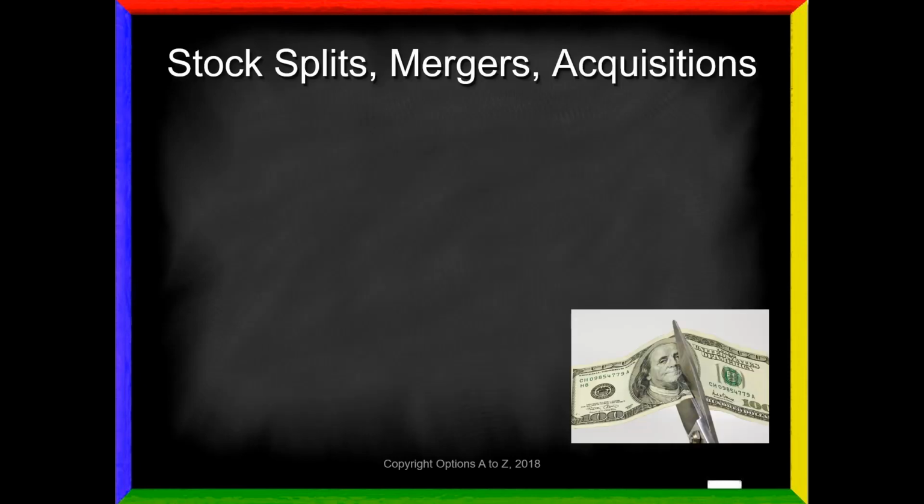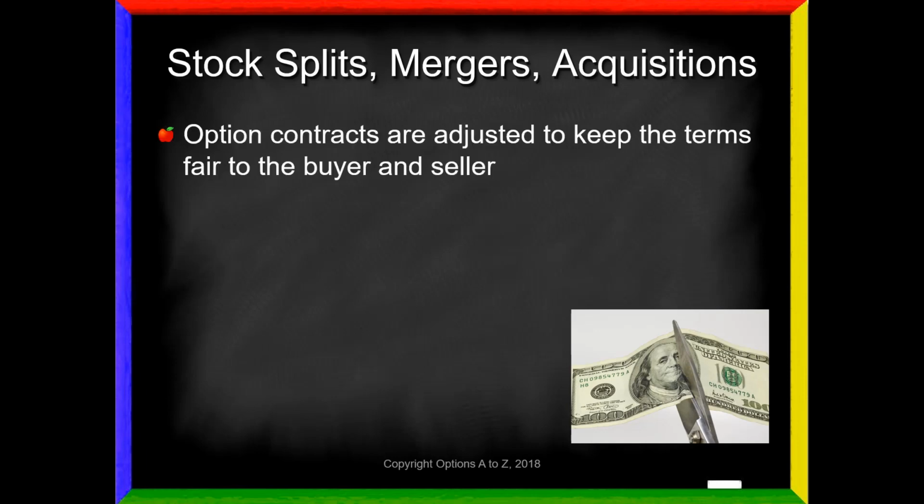First of all, understand that there are many types of corporate actions, things like stock splits, mergers, acquisitions. Whenever they happen, the option contracts are adjusted in some way to keep the terms fair to the buyer and the seller. There's no funny business going on. People think it's done to rip people off and whatever. It's not. It's to make the contracts fair.